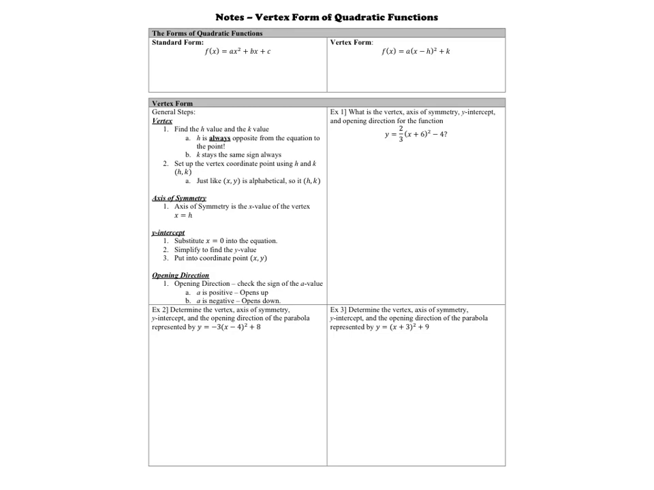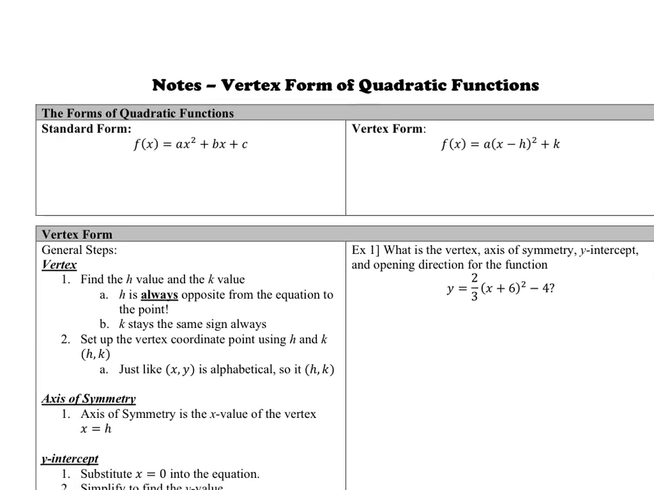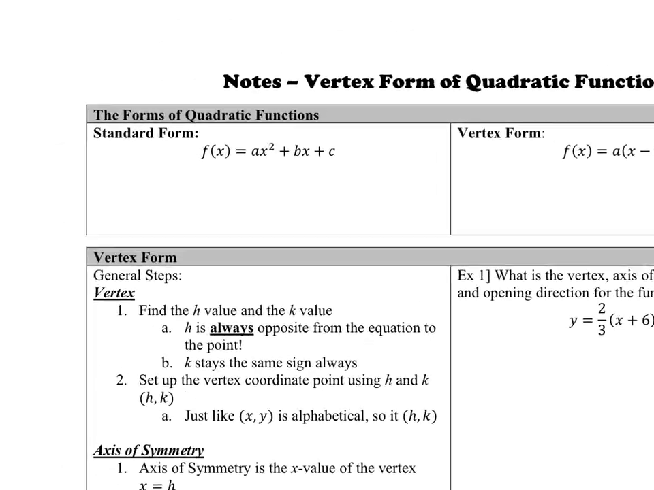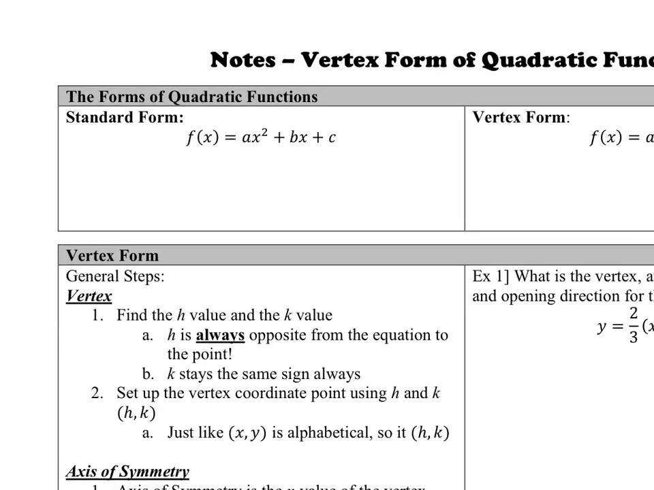Okay, today we are going to talk about vertex form of quadratic functions. So there's two forms we have currently. The first form we've talked about before, it is standard: y equals ax squared plus bx plus c. What you can get from the standard form is the y-intercept from your c. So it's going to be 0, comma, whatever c is.